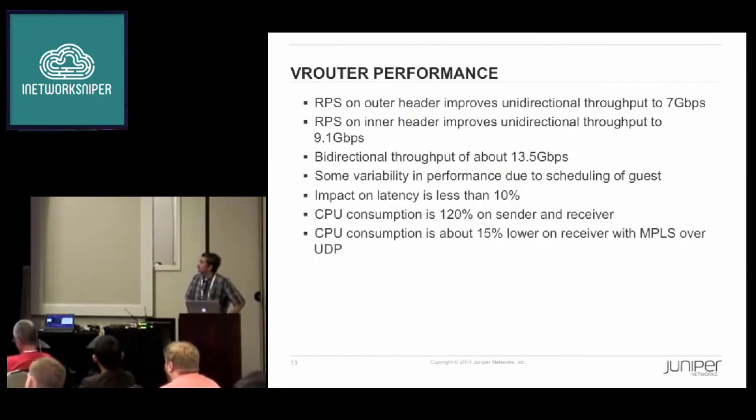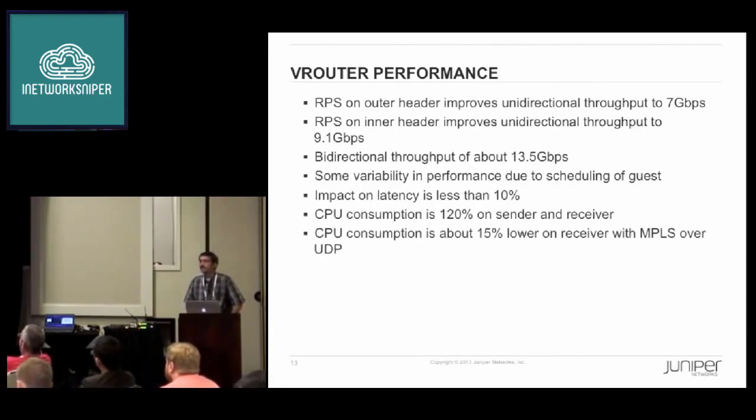So we did RPS again on the inner header. So the packet arrives on CPU 0. All the physical interface processing happens on CPU 0. It then goes to CPU 1, where all the vRouter processing happens, GRO happens. And then it goes to CPU 2, where all the vHost processing to actually send the packet into the destination VM happens. And with that, we are able to get about 9.1 gigabits per second, which is pretty close to line rate. And we're getting bidirectional throughput of about 13.5 gigabits per second.